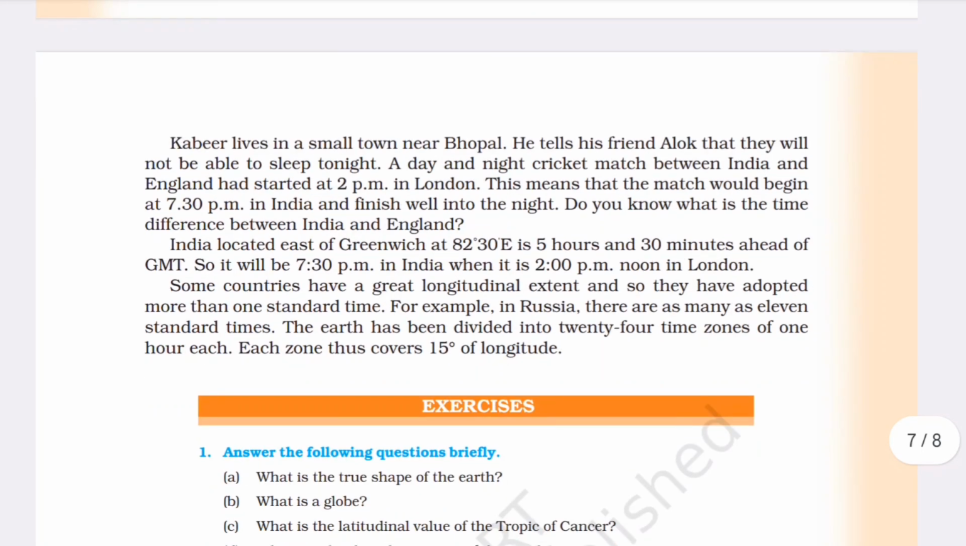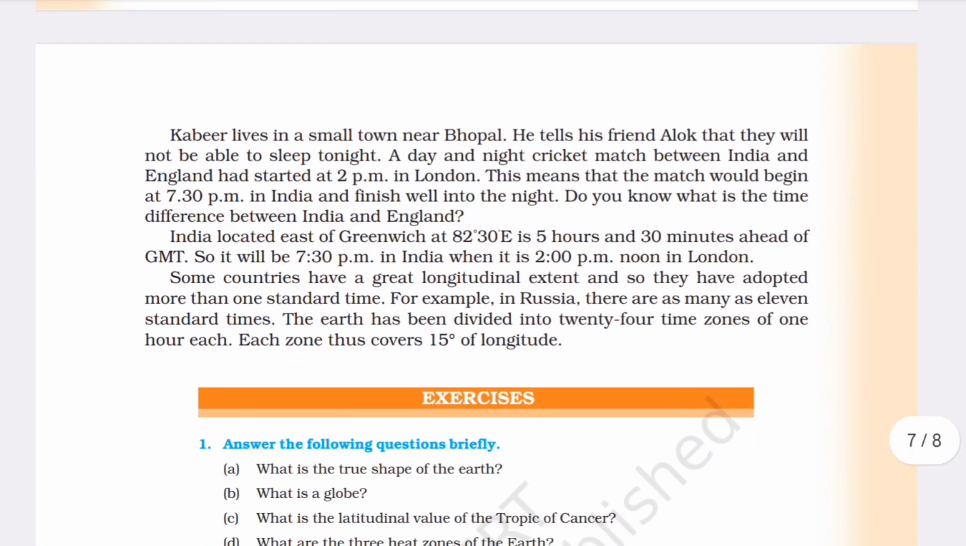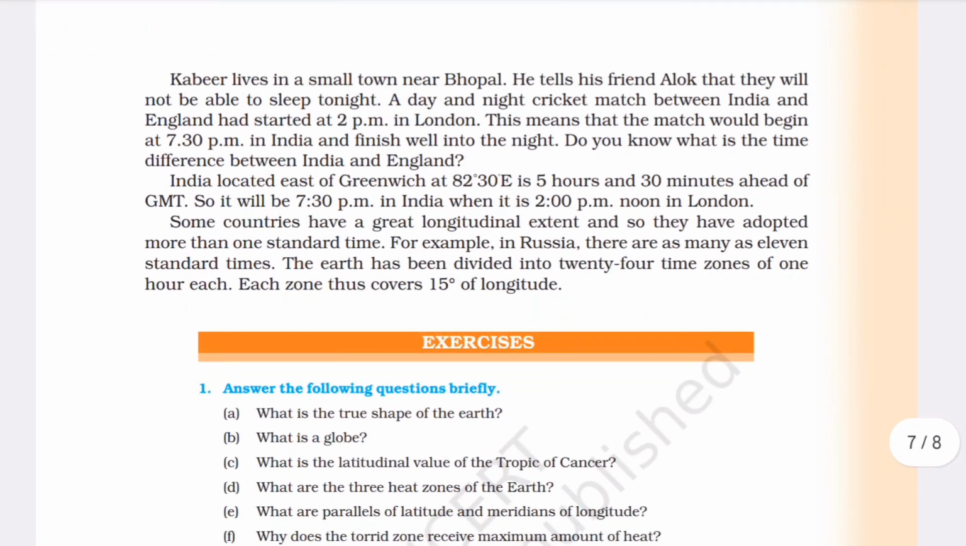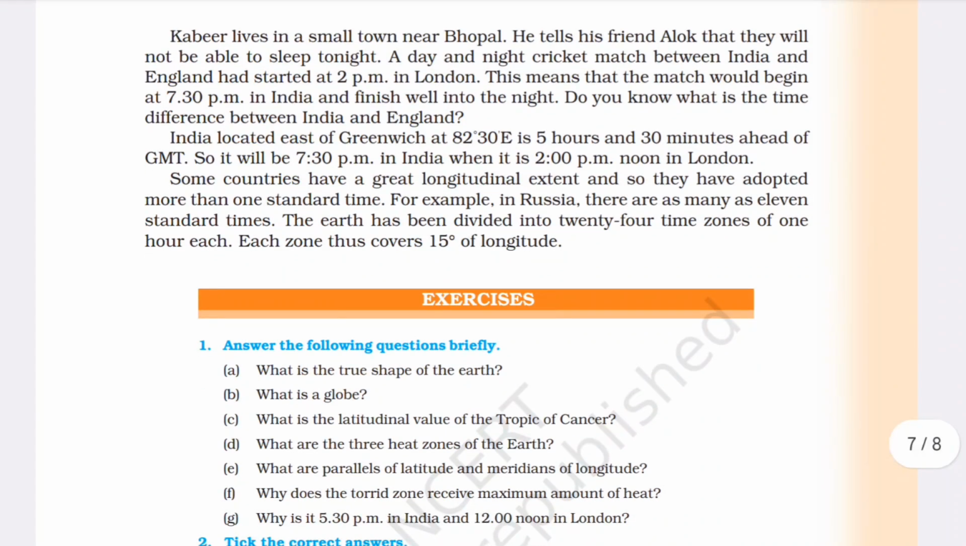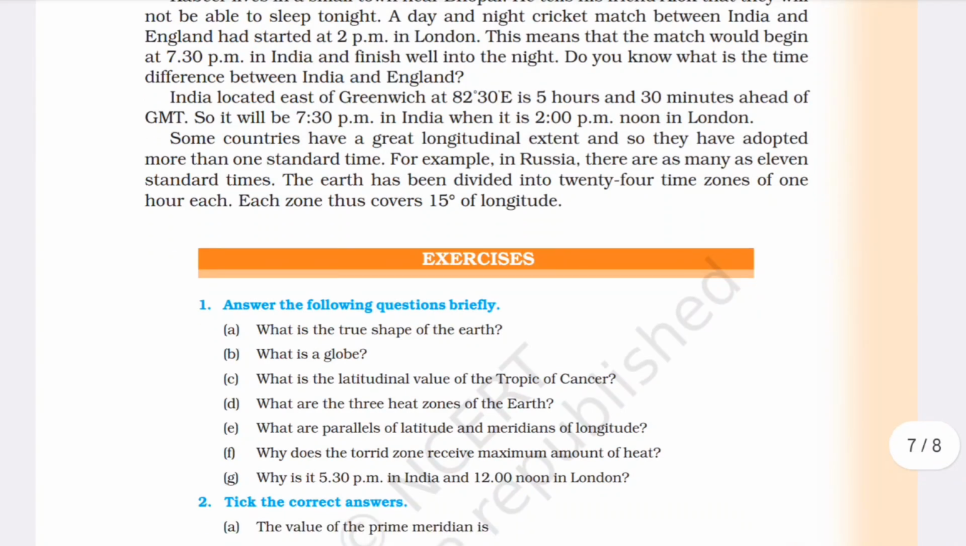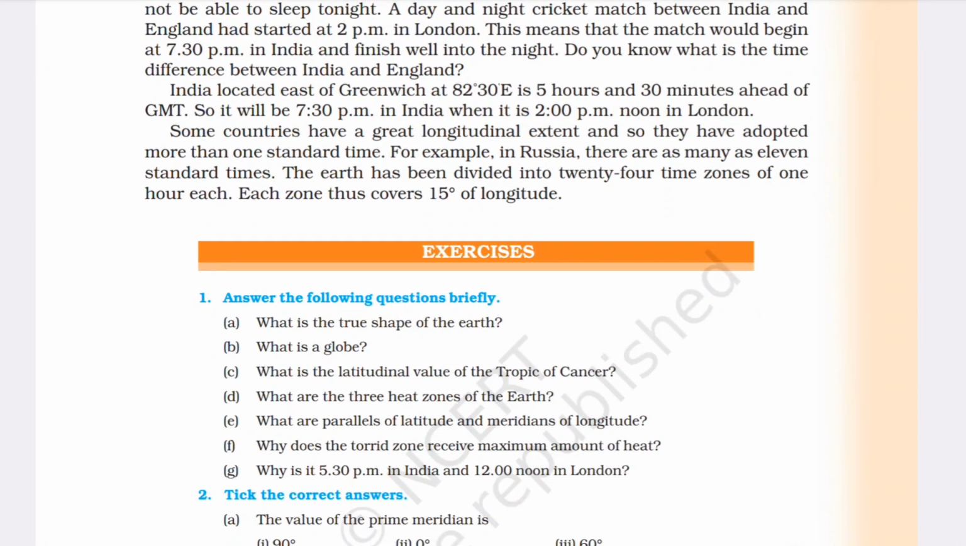India, located east of Greenwich at 82 degrees 30 minutes east, is 5 hours and 30 minutes ahead of GMT, so it will be 7:30 p.m. in India when it is 2 p.m. in London. Some countries have great longitudinal extent, and so they have adopted more than one standard time. For example, in Russia there are as many as 11 standard times. The earth has been divided into 24 time zones of 1 hour each. Each zone thus covers 15 degrees of longitude.